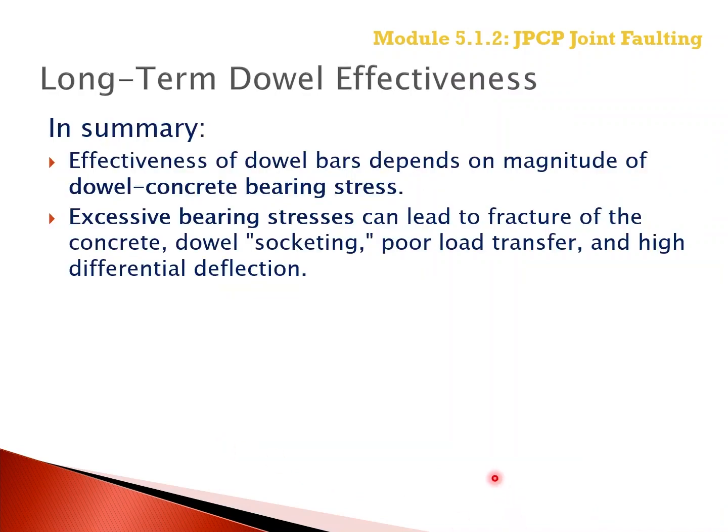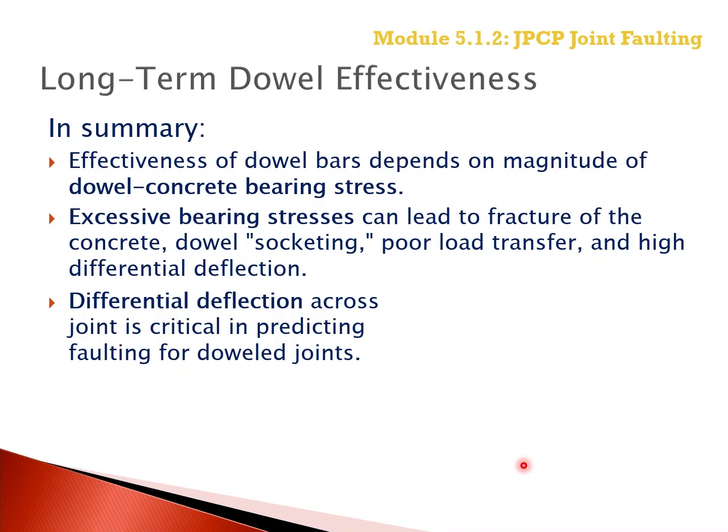The long-term efficiency of the dowel bars is dependent on the magnitude of the dowel concrete bearing stress, as noted in the previous slides. Excessive bearing stress will lead to fracturing of the concrete, the occurrence of dowel socketing, and poor load transfer. The poor load transfer will lead to higher differential deflections across the transverse joint. Remember, higher differential deflections result in higher faulting predictions because it is a critical response variable.